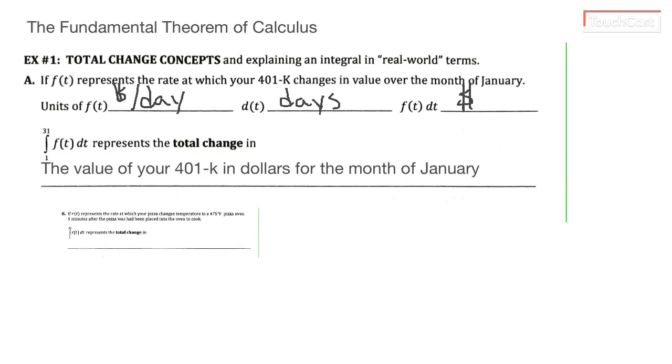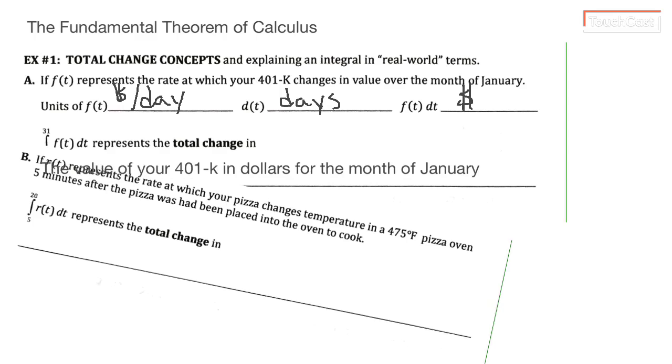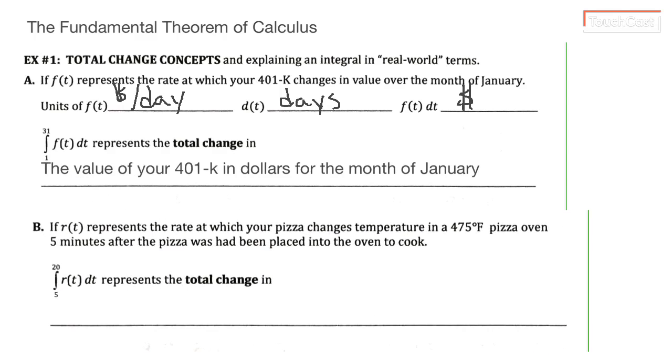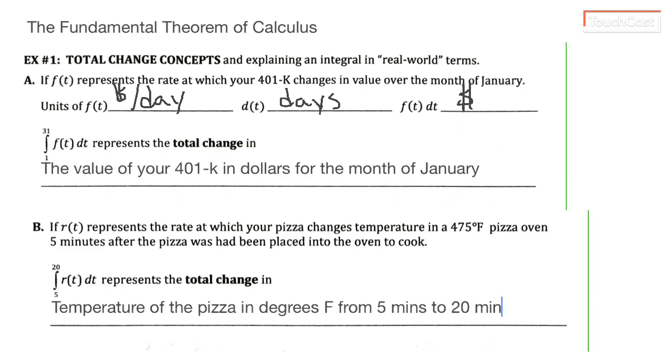Now, looking at example 1, part B, if R of t represents the rate at which your pizza changes temperature in a 475-degree pizza oven 5 minutes after the pizza had been placed into the oven to cook, we say that the integral from 5 to 20 of R of t with respect to t represents the total change in temperature of the pizza in degrees Fahrenheit from 5 minutes to 20 minutes.